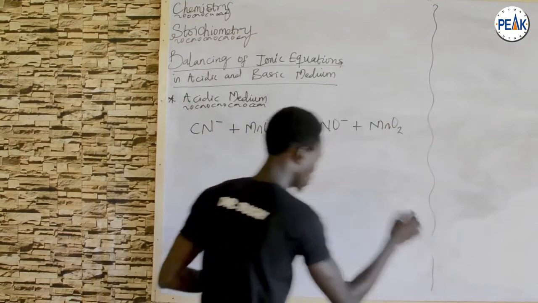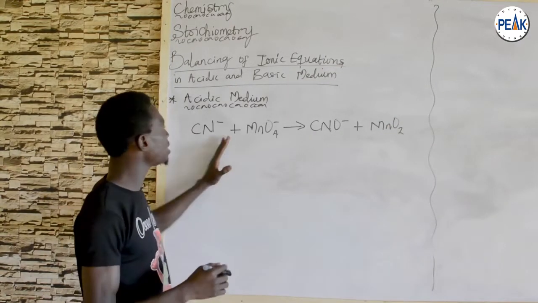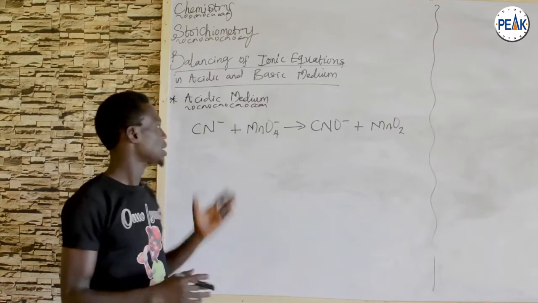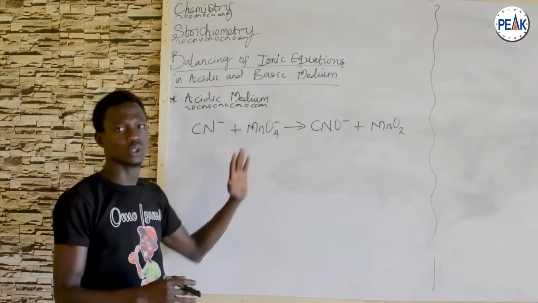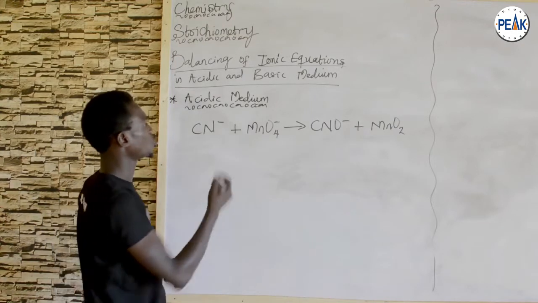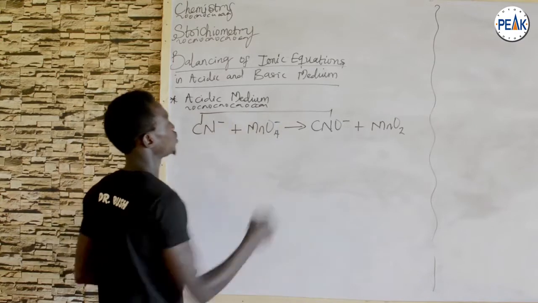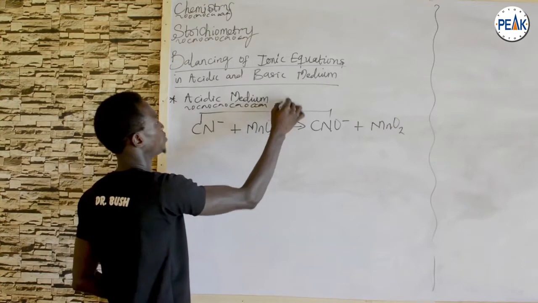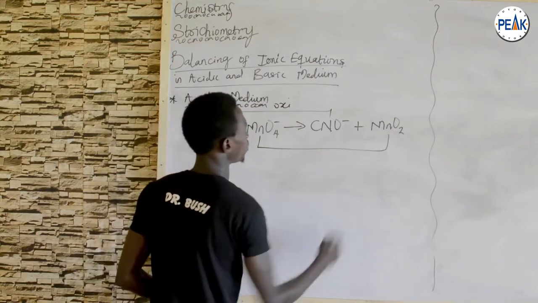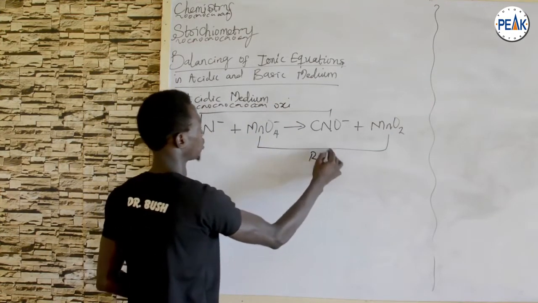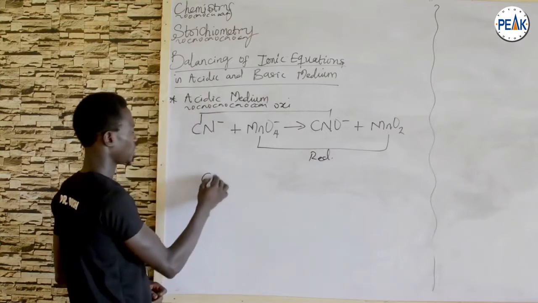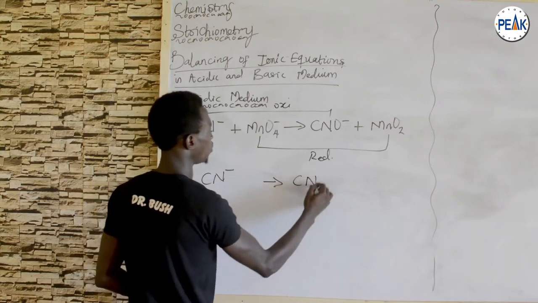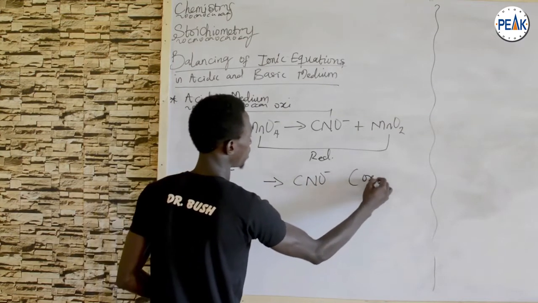Now, the first thing you have to do is to split this equation into their half equations. What do I mean by their half equations? That's the oxidation reaction and the reduction reaction. Of course, you should know that from CN⁻ to CNO⁻, this is oxidation, while from MnO4⁻ to MnO2, this is reduction. Now, writing the half equations, I have CN⁻ giving me CNO⁻. This is oxidation.